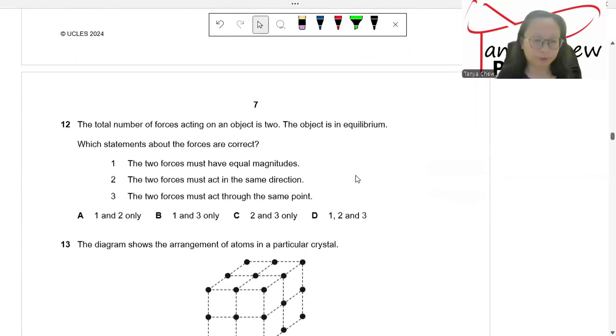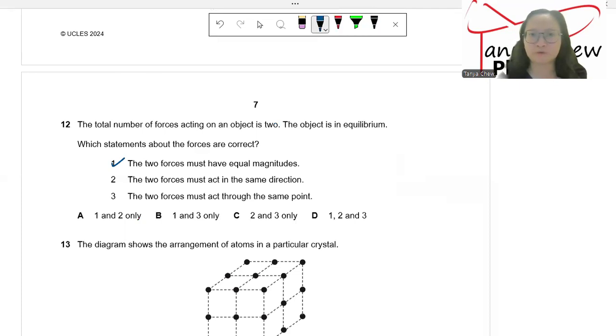Now, question number 12. The total number of forces acting on an object is 2. The object is in equilibrium. Which statement about the forces are correct? Now, first one, the two forces must have equal magnitudes. Yes, because when the object is in equilibrium, that also means that the resultant force acting on the object must be equal to 0.